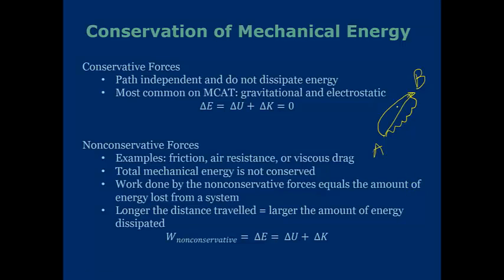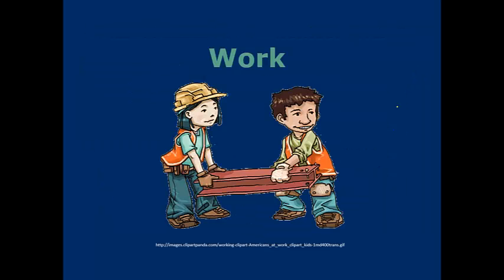Non-conservative forces, on the other hand, are where the mechanical energy total is not conserved. Examples are friction, air resistance, and viscous drag. Basically, energy dissipates from the system. In general, the work done by these non-conservative forces will equal the amount of energy that is lost from the system. Now that we've discussed energy, let's talk about work and what it means.